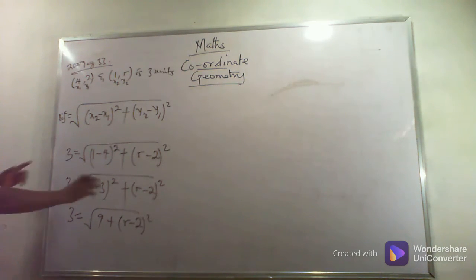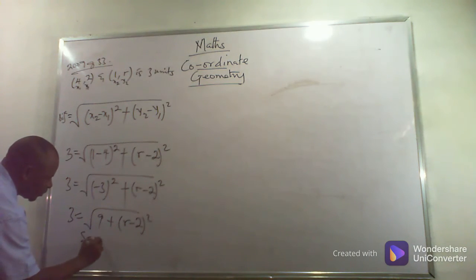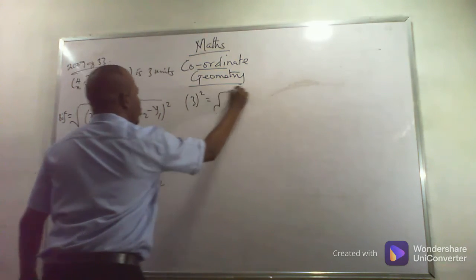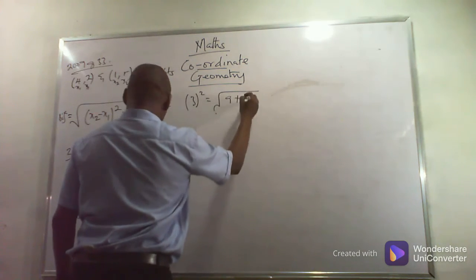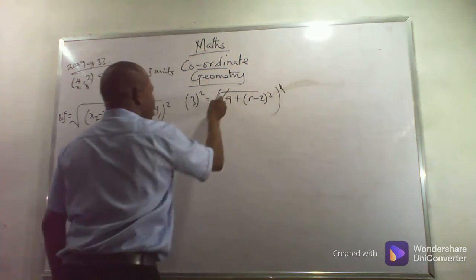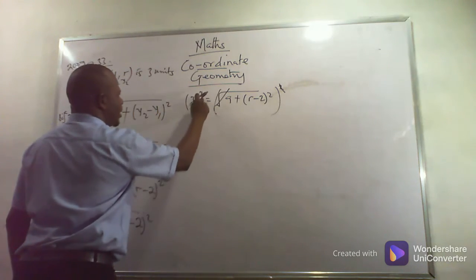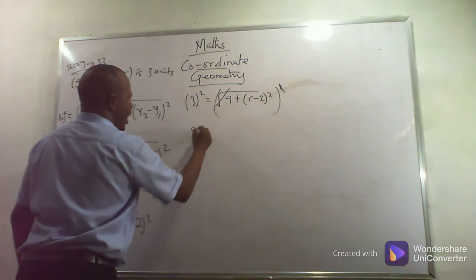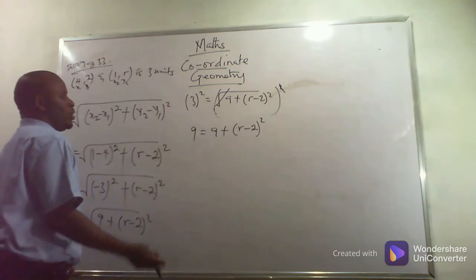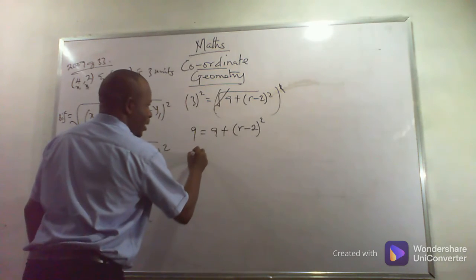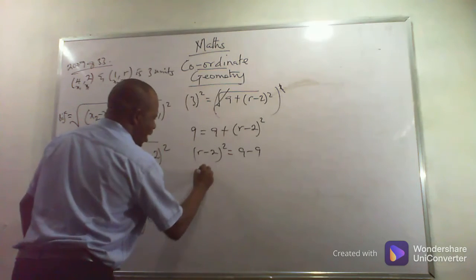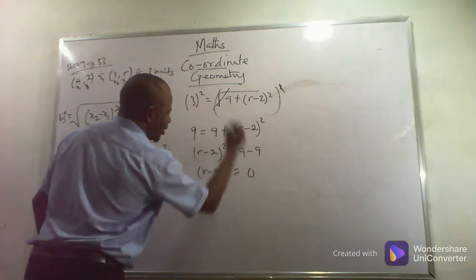What do we now do? Let's square both sides. If you square both sides, you have 3 squared equals square root of 9 plus r minus 2 squared, everything squared. So this square will take care of the square root. So we are left with 3 squared, 9, equals 9 plus r minus 2 squared. So what do we do? Collect the like terms. So you have r minus 2 squared equals 9 minus 9, so r minus 2 squared equals 0.